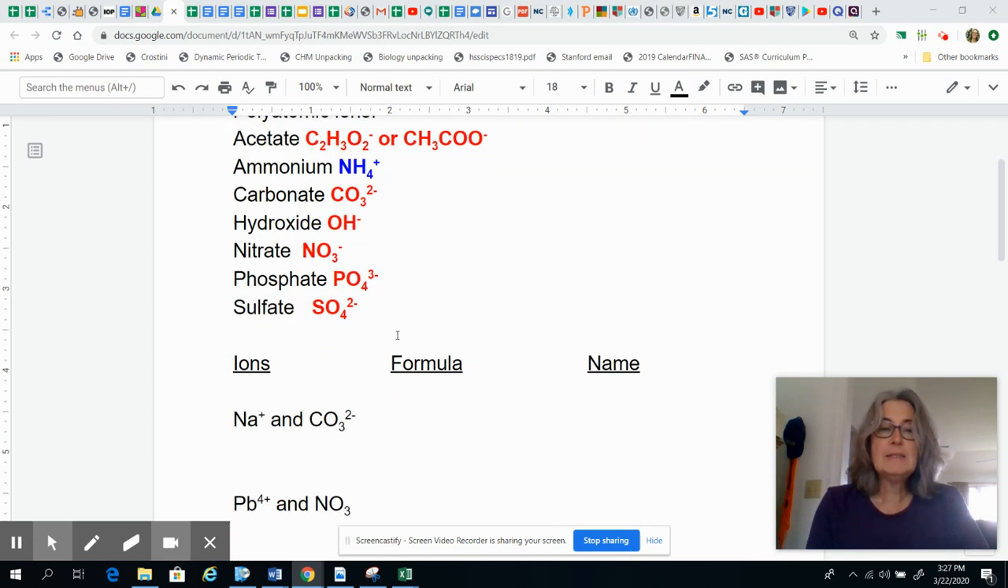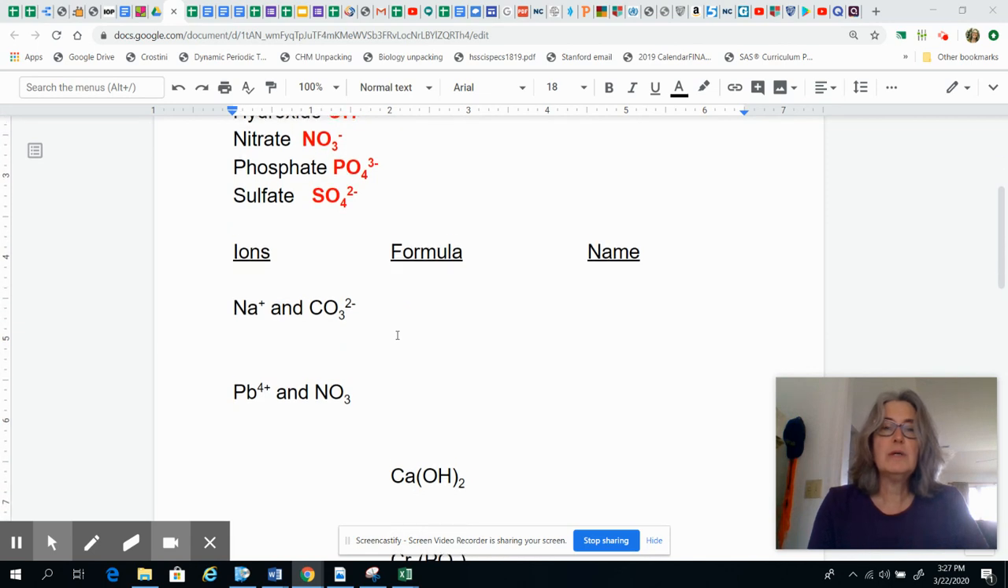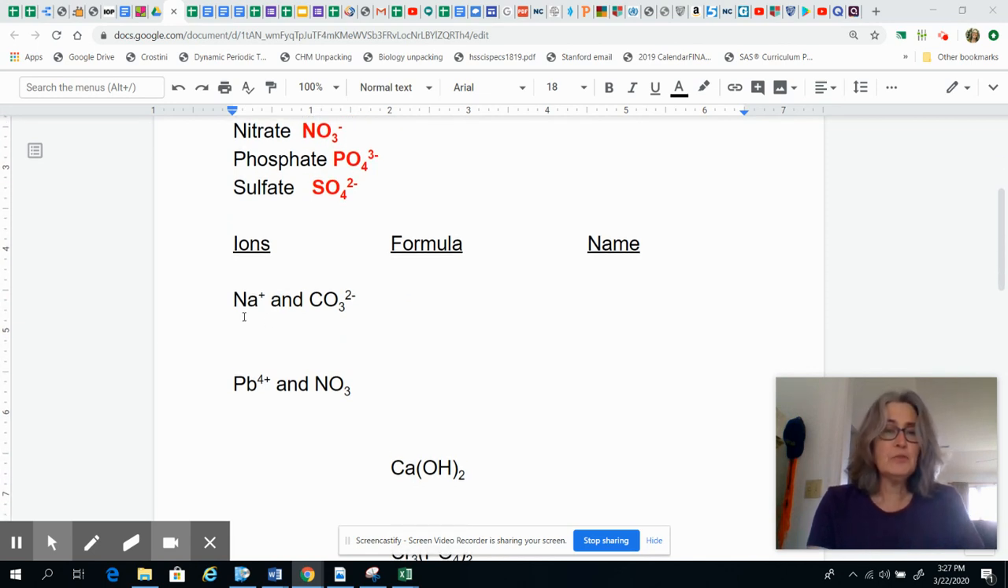All right, let's look at some problems of the sort that are on your worksheet. For the first few, I gave you the ions. Here we have sodium, which is +1, and carbonate, which is -2. For finding the formula, the big thing is figuring out how many we need of each one. So a +1 and a -2. -2 is a lot more charge, so we need more charge from the +1.